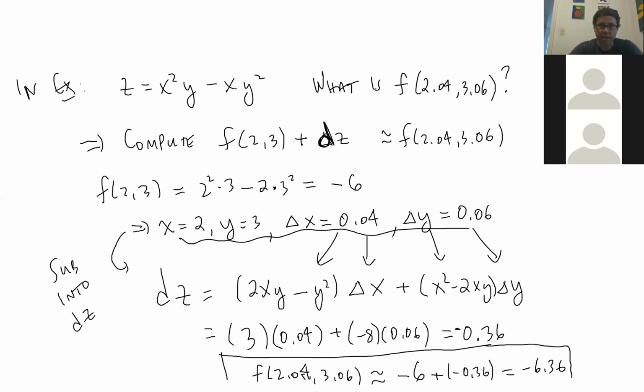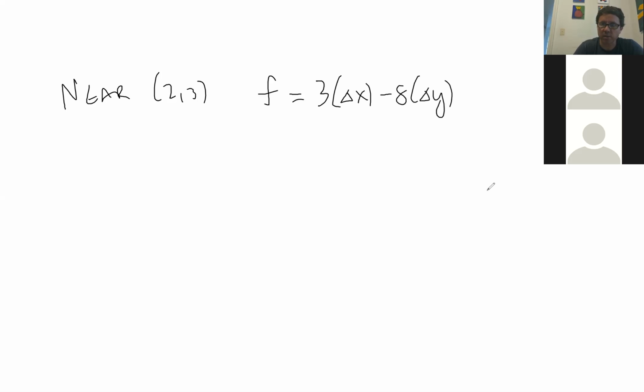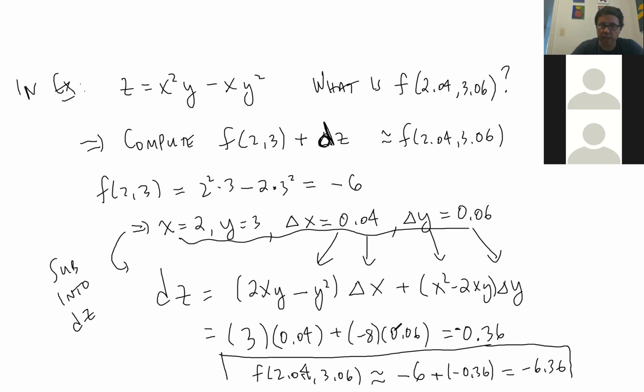And in fact, now that I have this answer, now that I have this form, maybe I just rewrite this here on the next page. So near the point (2, 3), I know that my function value is going to be 3 times whatever the change in x is, and minus 8 times whatever the change in y is. So that's from the previous slide. I got 3 and negative 8.